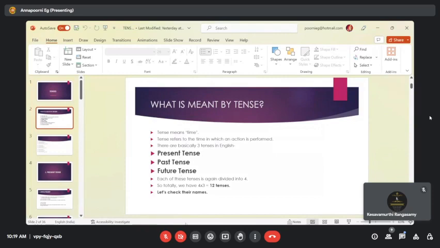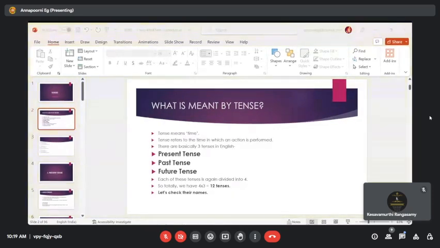Basically, there are three tenses: present tense, past tense, and future tense. But we are again dividing it, each of the tenses is again divided into four, for the purpose of grammatical study. For grammar purposes we have to divide it into four. So present is divided into four, past is divided into four, future is also divided into four. So 4 plus 4 plus 4 gives you 12 tenses in total.